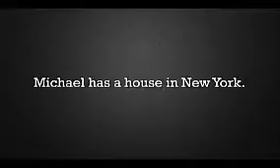A simple sentence contains a subject and a verb, but it may also have an object and other modifiers. However, it only has one independent clause. Let's see one example of this type of sentence. Michael has a house in New York.